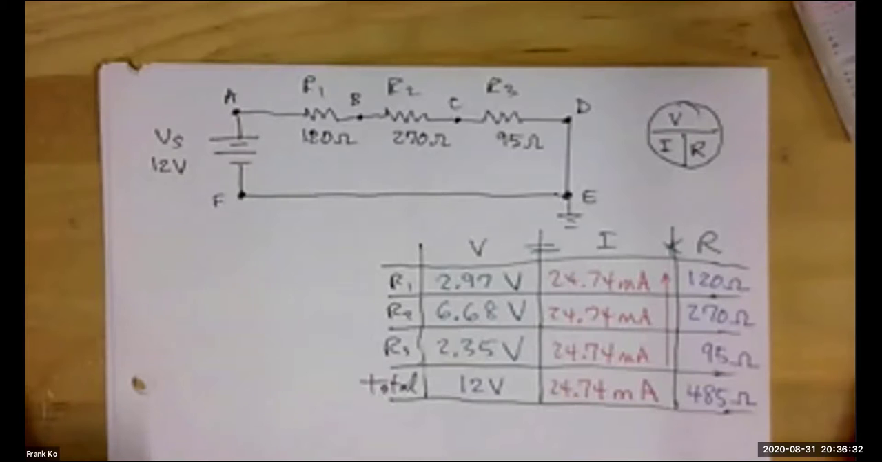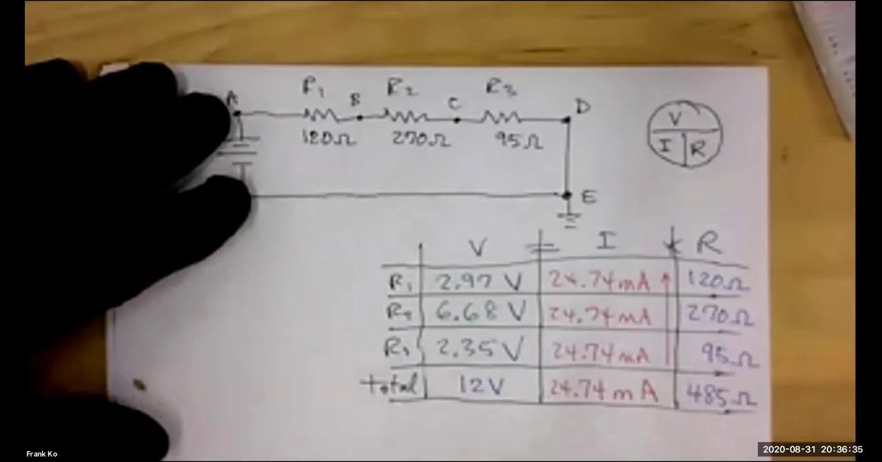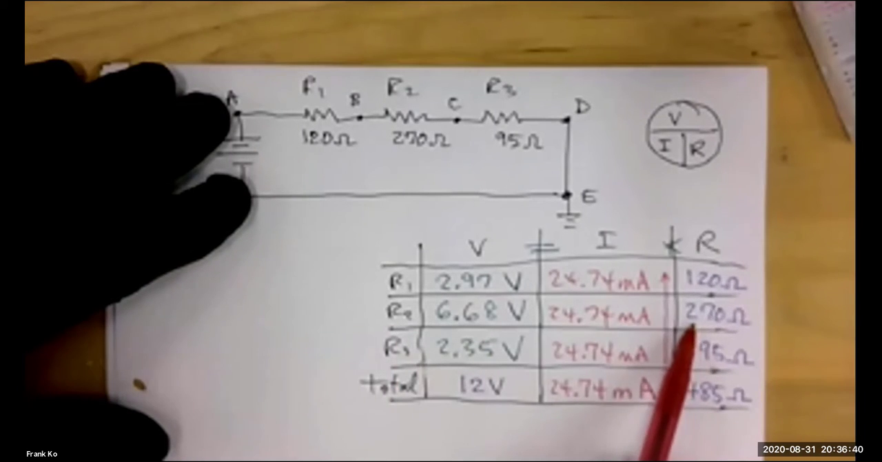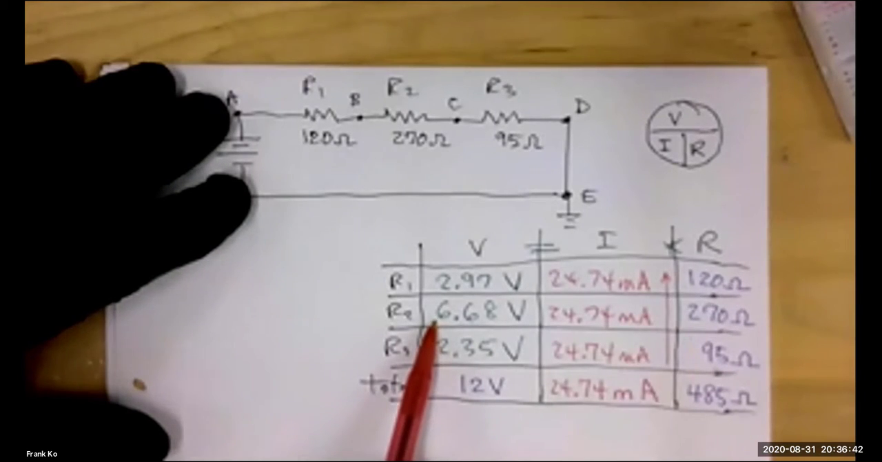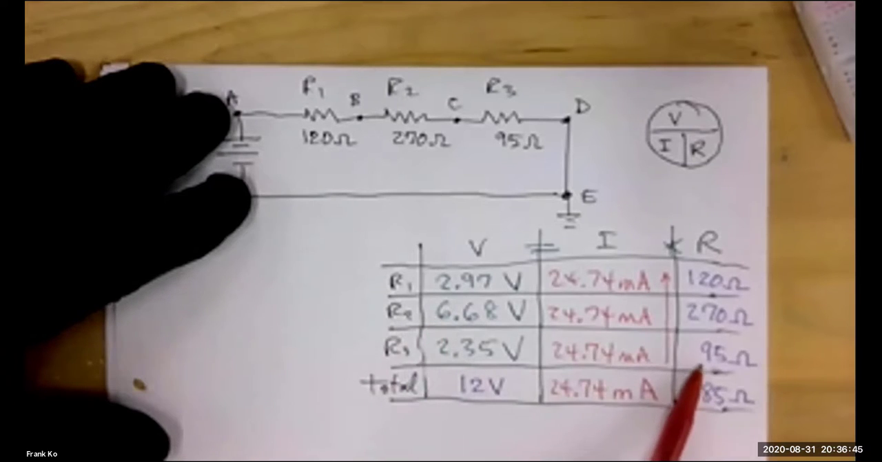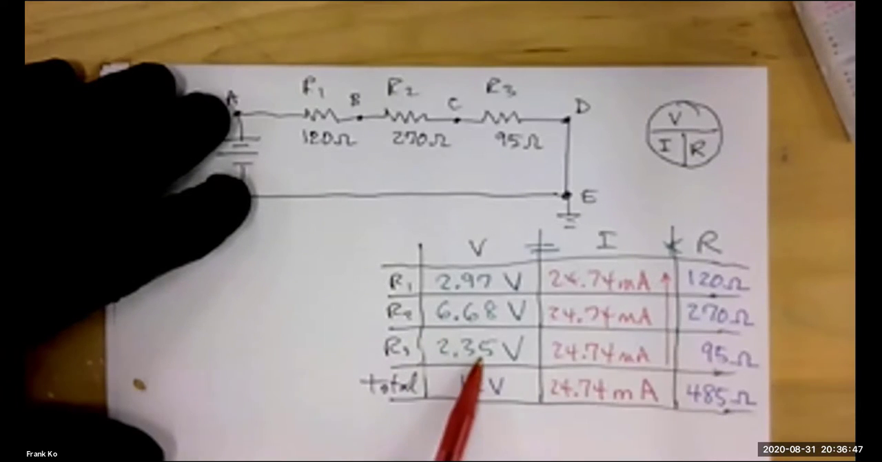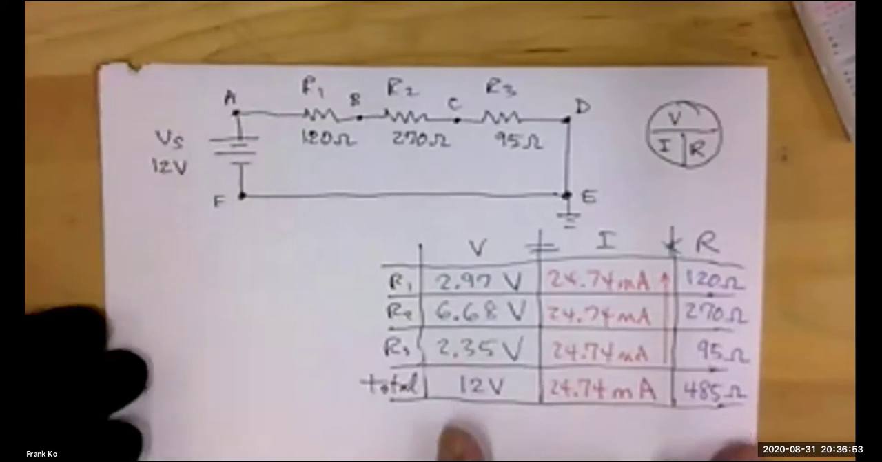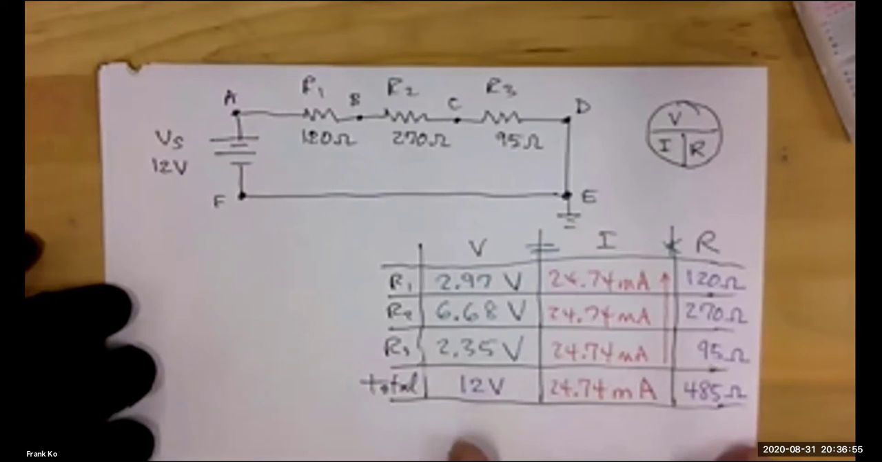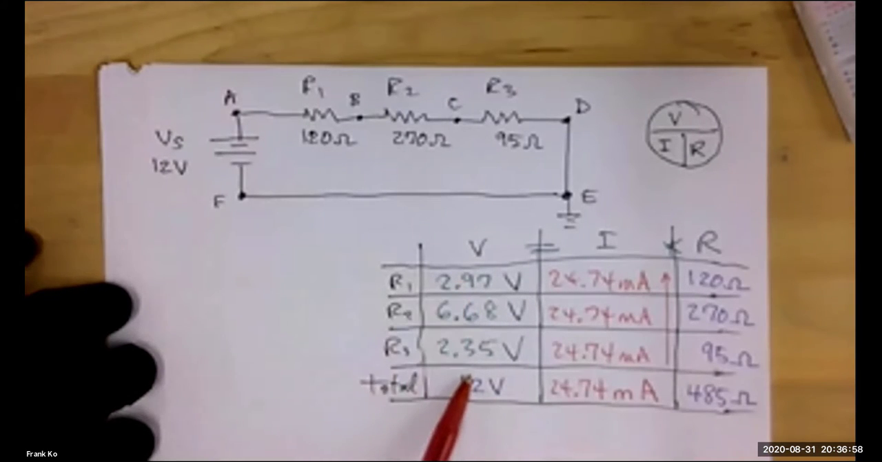Okay, if we agree upon that, let's take a look at our circuit. So let me stop the share. Stop share. And come back to our circuit. Which one of these is the largest ohms? R2 is 270. Does it have the largest voltage drop? Yes, it does. Which one of these is the smallest ohms? R3, 95 ohms. Does it have the smallest voltage drop? Yes. So in other words, do I have proportional distribution? The answer is yes. The other thing is, do these guys add up to be 12 volts?